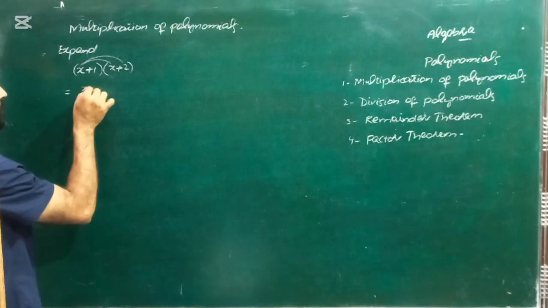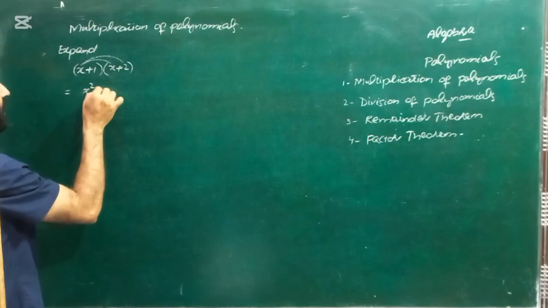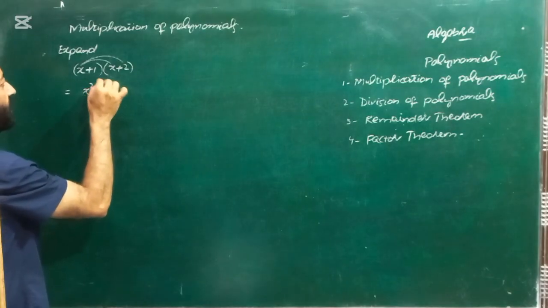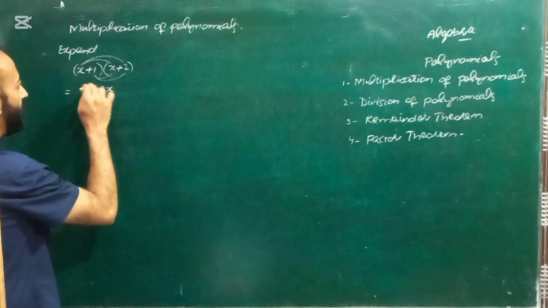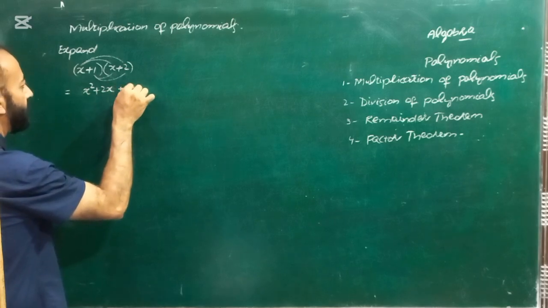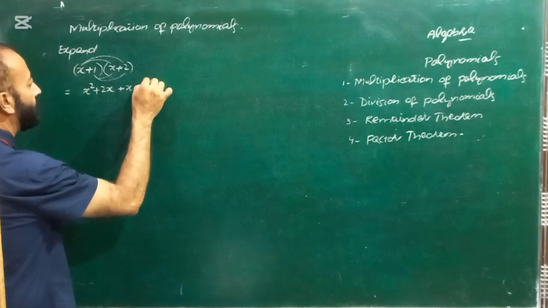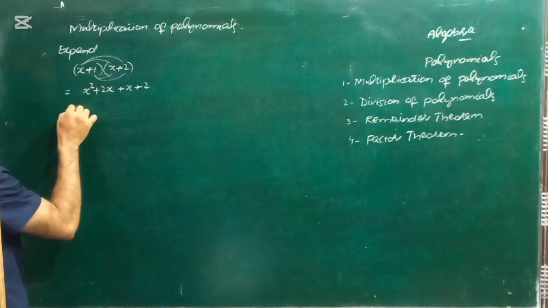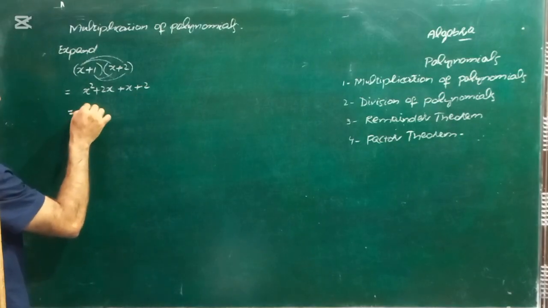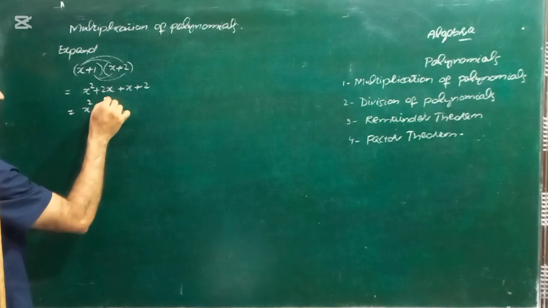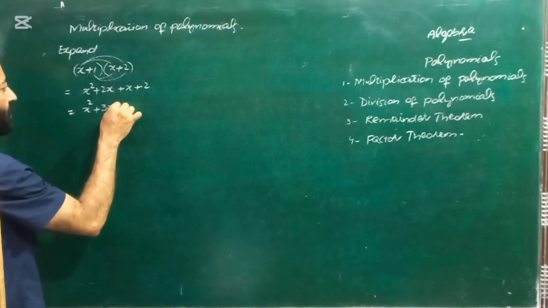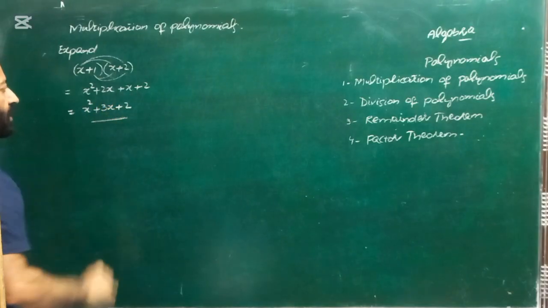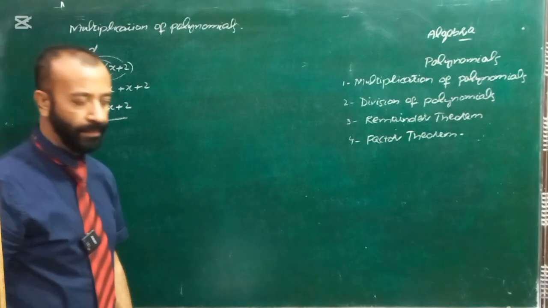So look now, x square plus 2x. Then the second element will be multiplied with all elements of the second bracket. So plus x and plus 2. And finally, we will simplify it. So x square, 2x plus x will be 3x, and plus 2 as it is. So this is the solution.